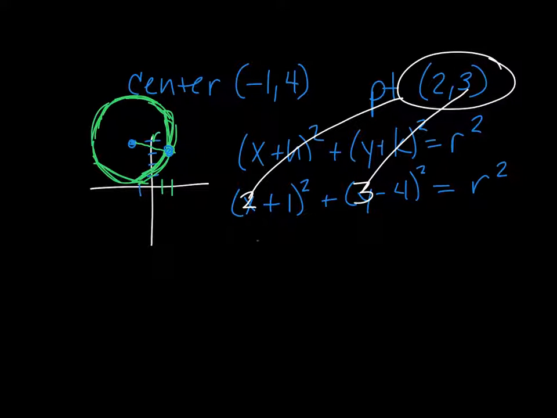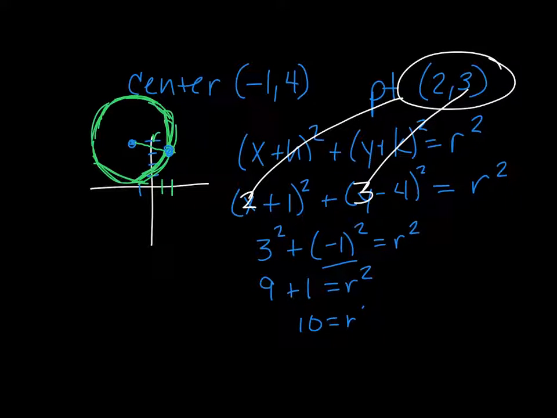So 2 plus 1, that's 3, and that'll be squared. 3 minus 4, that's -1, and that'll be squared. And notice I used a bubble because I have a negative, so I wanted to put that in the bubble and get that squared also. Now I do the math. 3 squared is 9, 1 squared is 1, equals r squared. 9 plus 1, that's 10, so 10 equals r squared. Now if I wanted to know what r was, I would square root the 10.